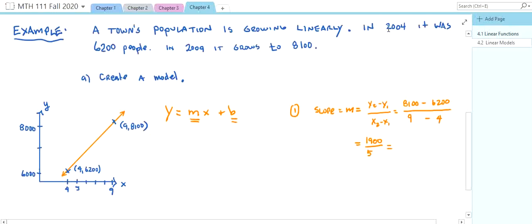So the first point is in 2004 with 6,200 people. Well, I left off the 2000 part. And as long as we keep in mind the number we represent is 2000 in something, it's okay to do that. So I have 4, 6,200 as my first point, and my other piece of data is 9 and 8,100. And as you can see, we can draw a straight line between those with a constant slope.